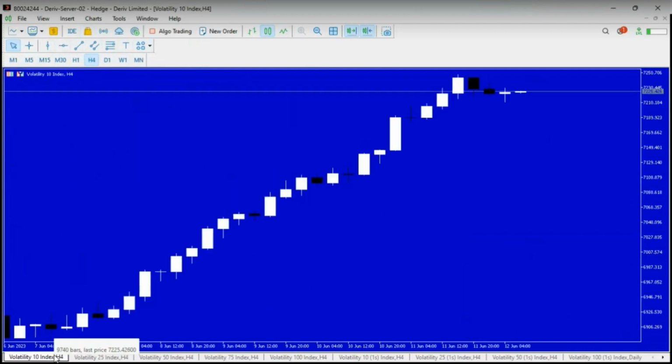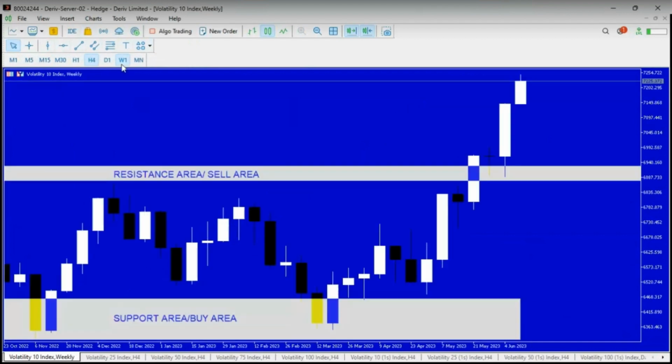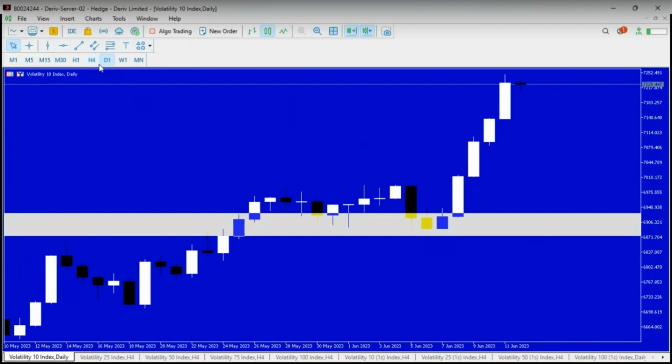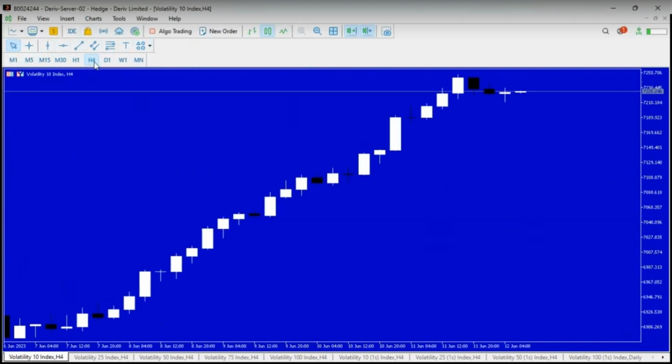Volatility 10. Okay. So the only thing that is stopping us from buying right now is our H4, because our weekly time frame gives us a go ahead. Our daily time frame gives us a go ahead. We are now waiting for H4 to give us that go ahead, which is most likely to happen when the current H4 candlestick closes at around 2, according to South African time. Okay. So we're going to wait a little bit.